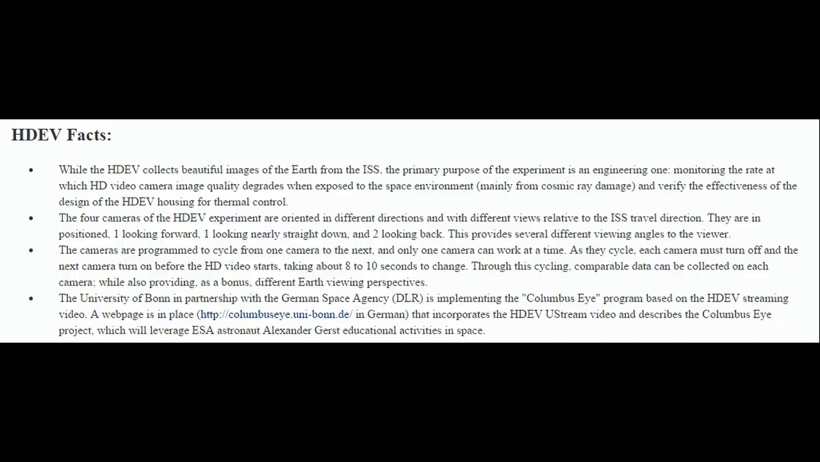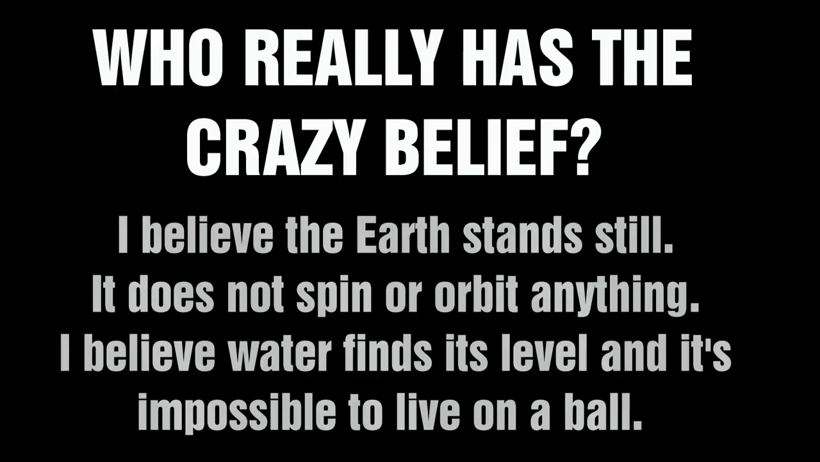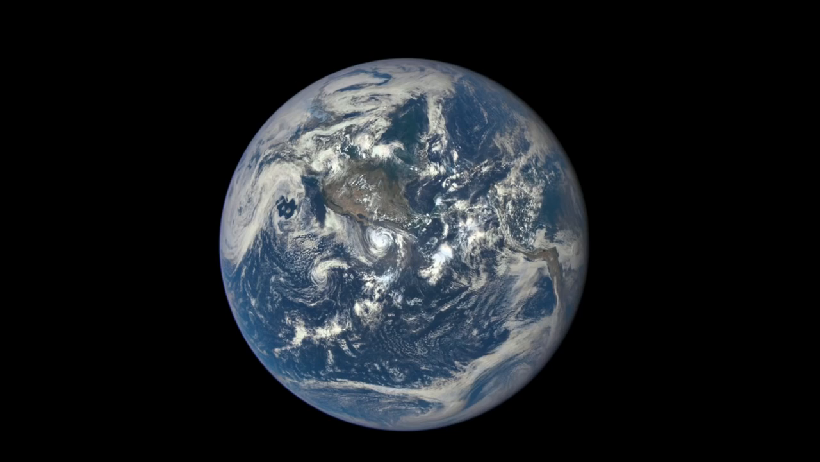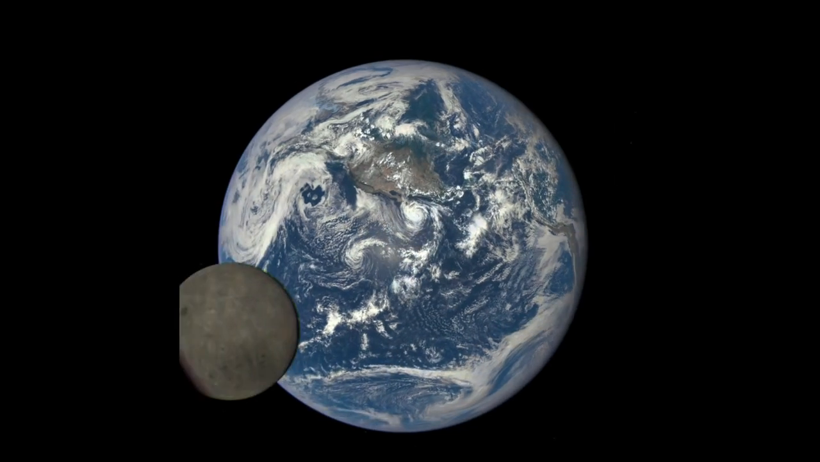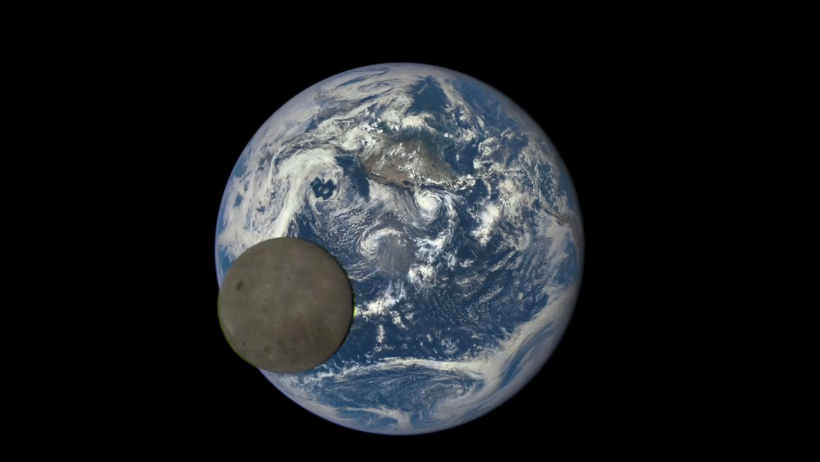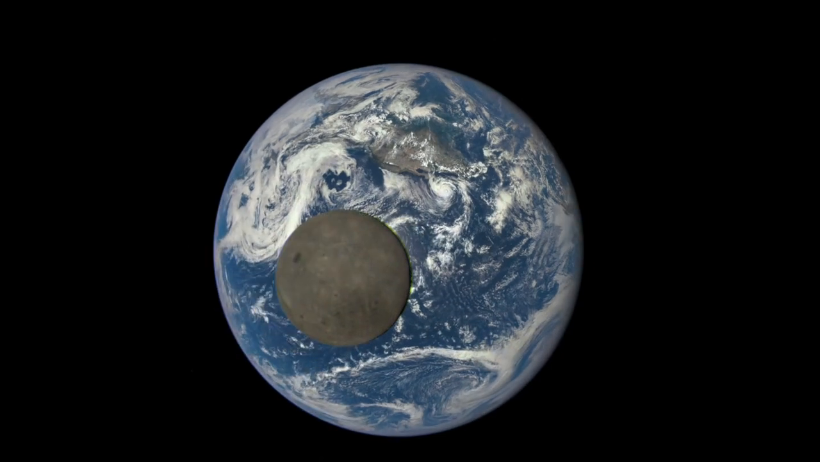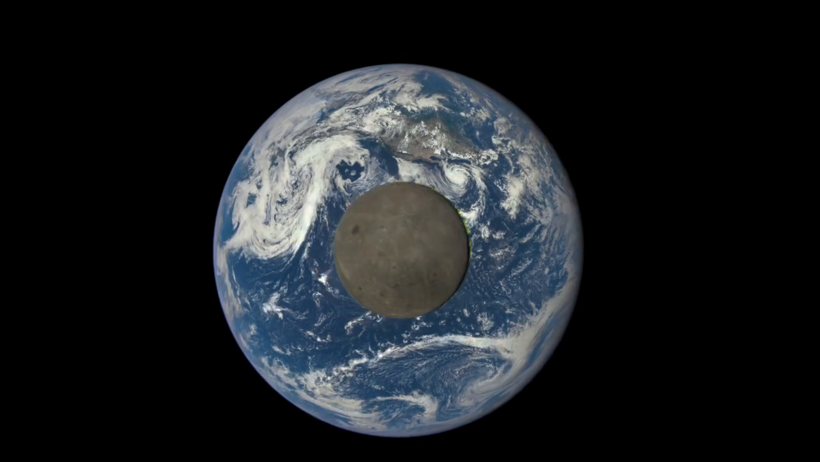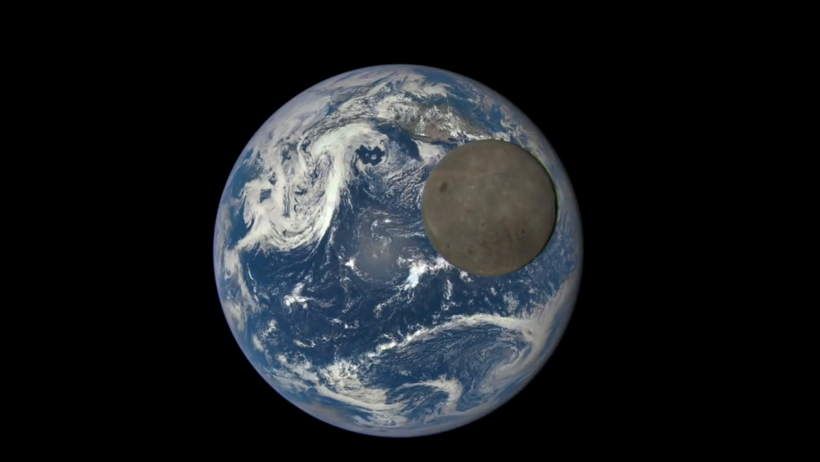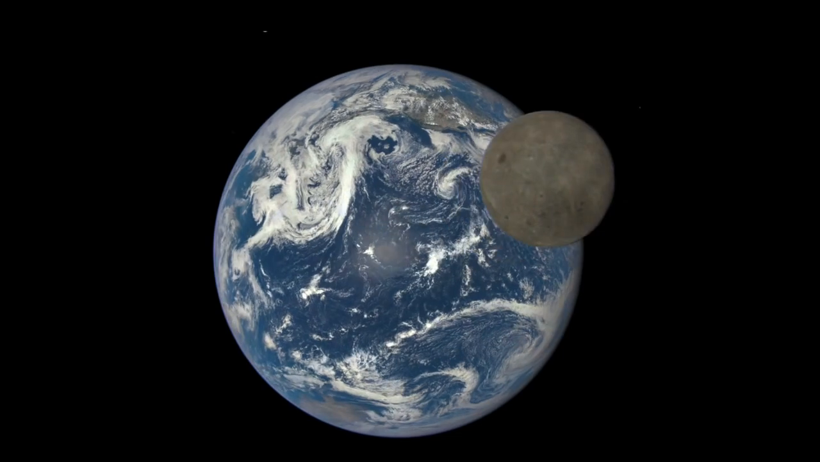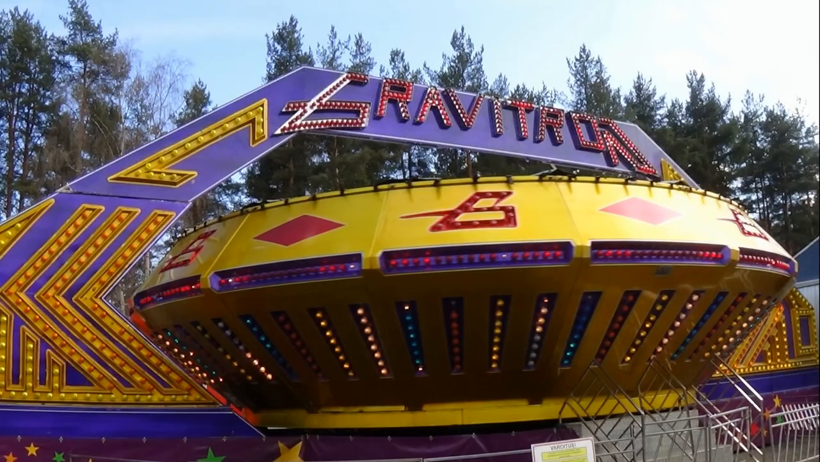So, who really has the weird belief? Who's crazy? I believe the Earth stands still. It does not spin, doesn't orbit anything. I believe water finds its level, and it's impossible to live on a ball. Maybe this evidence here is enough for you to believe in the ball. For me, it's not. Let me just remind you of some other things you have to believe in order to believe in the globe. You believe that we came from a big bang and stardust, that you live on a giant ball that spins and yet holds water to its surface.